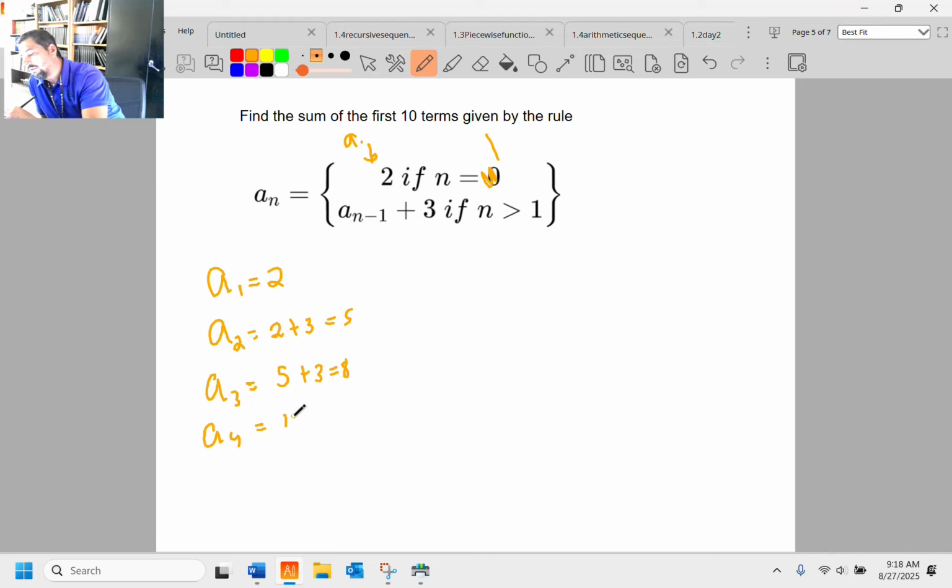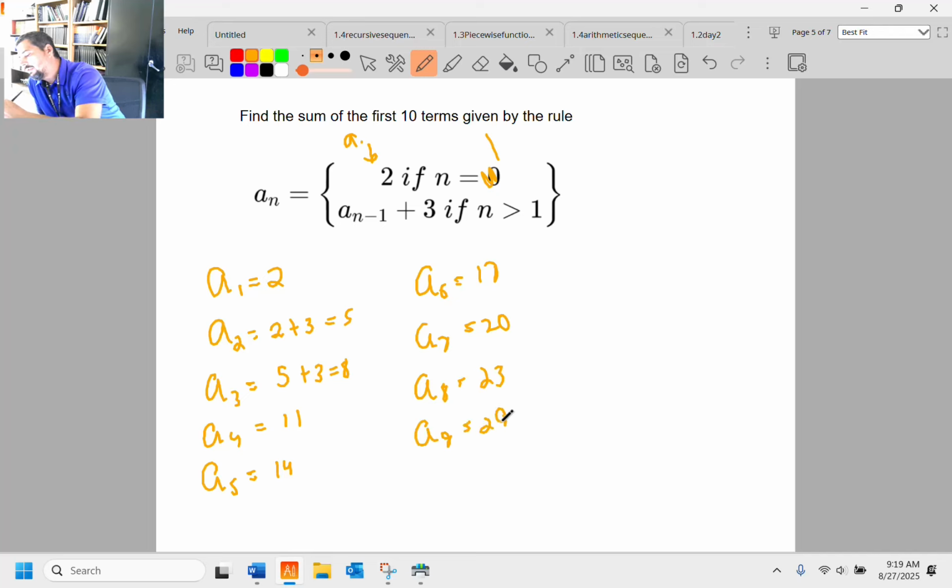We add 3, we get 11. We add 3, we get 14. We add 3, we get 17. We add 3, we get 20. We add 3, we get 23. We add 3, we get 26. And we add 3 more, and we get 30.